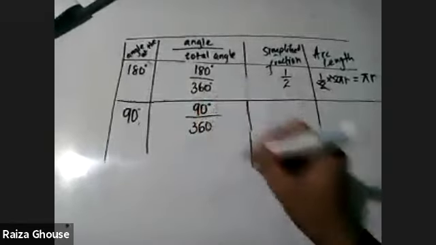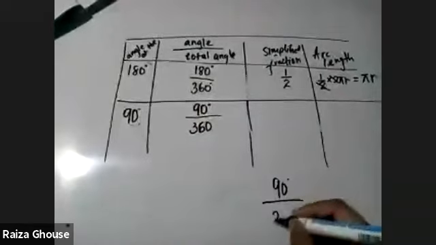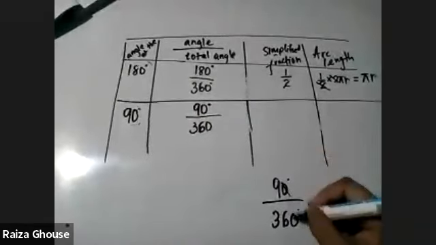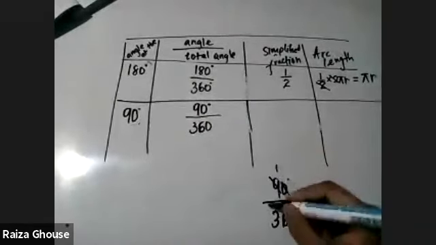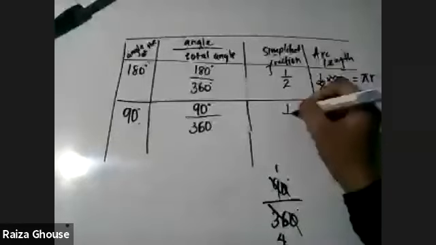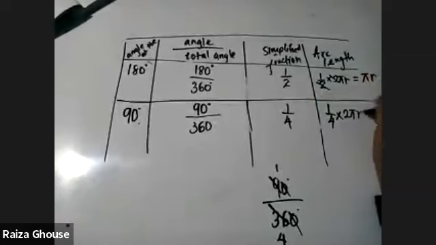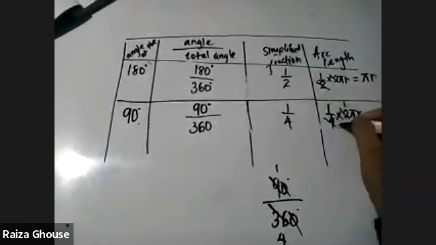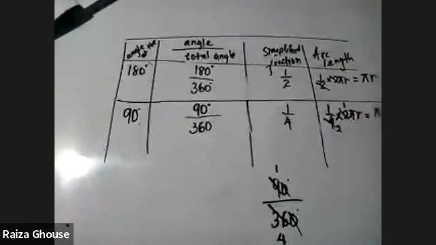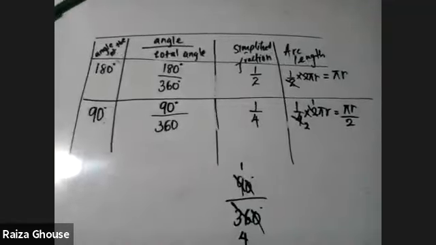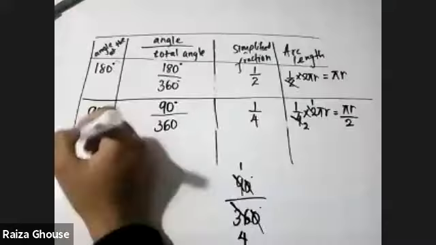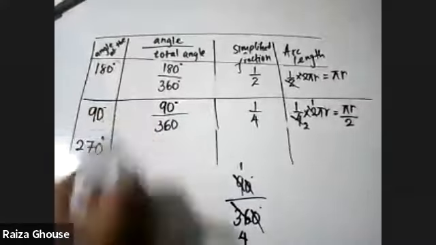90 upon 360. Let's do and see what is the simplified fraction here. 0, 0 cancels. 9 times 1, 9 times 4. Fraction is 1 over 4. 1 over 4 into 2 pi r. 2 into 1, 2 into 2, pi r upon 2. This is the simplified arc length. The next angle I'm going to give you is 270 degrees.